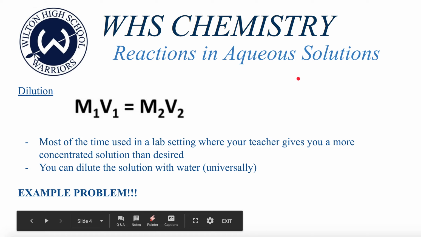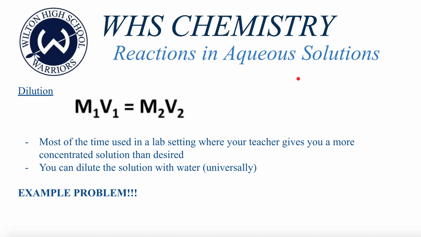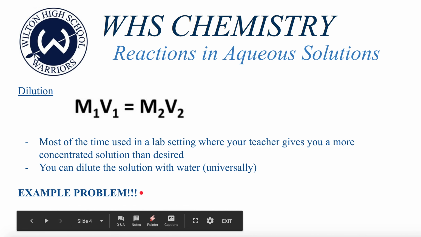So for dilution, you usually don't use this in problems, but definitely in labs you use this a lot. It would be M1V1 equals M2V2. So if you're looking for a solution that has a given molarity and you're given a more concentrated solution or a more diluted solution, this formula will determine how much volume of the other solution to add or mix with water to give you the given molarity that you want. So you can dilute the solution with water universally because it's a universal solvent. So also attached here will be another example problem where you can learn about dilution.